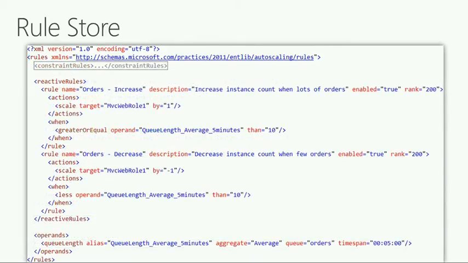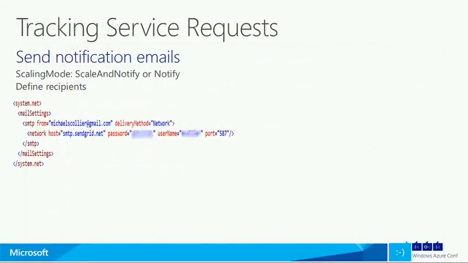I can have reactive rules that will increase or decrease the number of instances in my web role as well. So I say, I want to increase by 1 whenever the queue length is greater than 10 for an average of 5 minutes. And I also want to make sure I have a compensating rule to scale that back down. So I have the orders decrease rule here that will say, hey, anytime that the queue length for 5 minutes is less than 10, I want you to scale down. So it's a -1 to scale down the number of instances. And then at the bottom there we see our operand that is doing a time span for 5 minutes, doing an average on the number of messages in that orders queue.